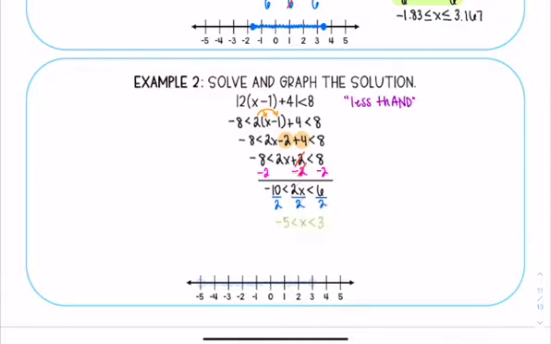And so they end up canceling in the middle, and we get negative 5 is less than x, which is less than 3. And so we're going to have an open dot on negative 5 and on 3. And we just want to shade in between.